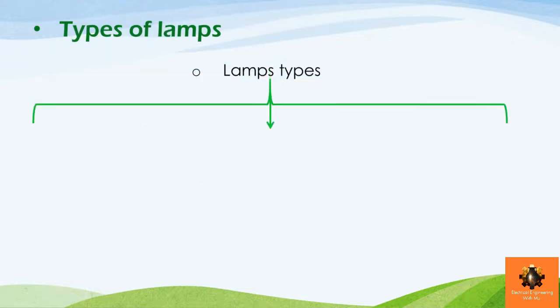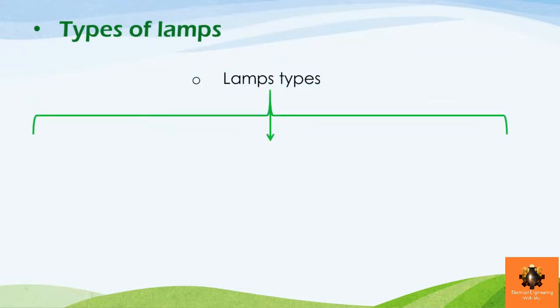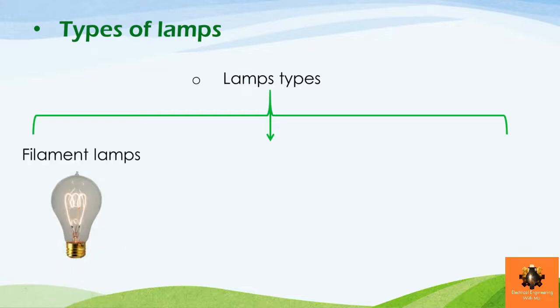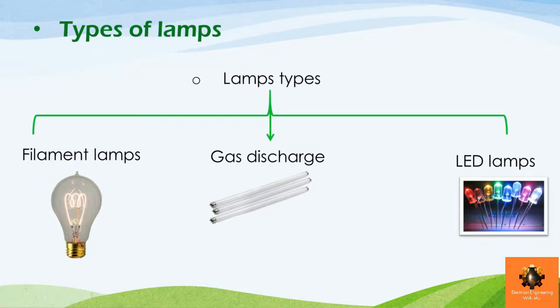First of all, we can categorize the different types of lamps into three main categories: the filament lamps, the gas discharge lamps, and the LED lamps. This categorizing is made according to the working principle of each type. That means the filament lamps have the same working principle, the gas discharge lamps share the same working principle, and the LED lamps also work with the same principle. So according to the method of operation, we have those three main categories. Let's see the working principle of each of them.